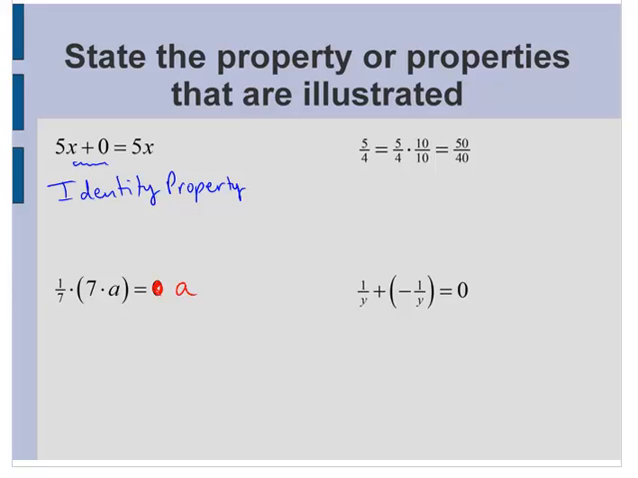The first property is really an associative property. Because what we're going to do here is I can rewrite this as 1/7 times 7 times a. So there's the associative property. Now 1/7 times 7, hey, that's an inverse, because now that's the same as 1. And now an identity. 1 times a is a by the identity property.